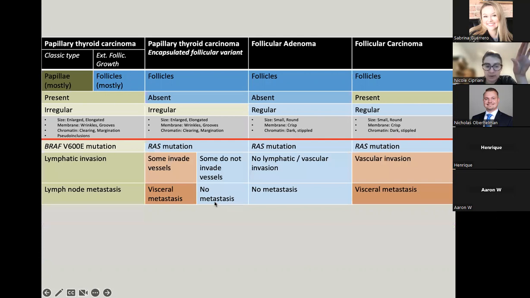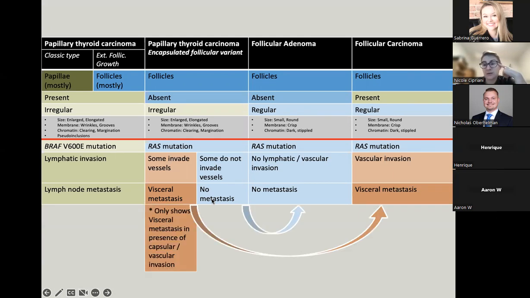We've also learned that these quote unquote encapsulated follicular variants of papillary tend to have RAS mutations, just like follicular adenomas and follicular carcinomas. And when you stratify them by the presence or absence of vascular invasion, it's only the ones that have vascular invasion that metastasize. The ones that don't have vascular invasion don't metastasize. Well, this kind of looks like follicular carcinoma and this kind of looks like follicular adenoma, but with the presence of weird looking nuclei.